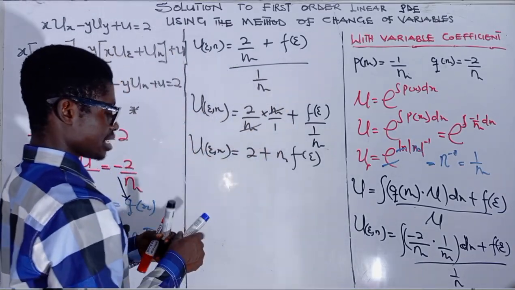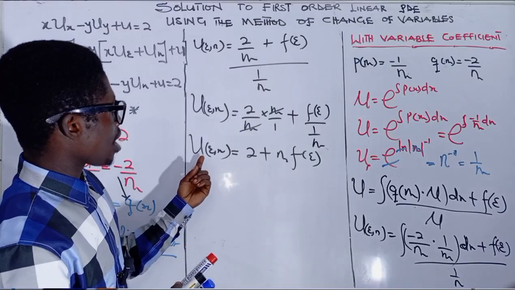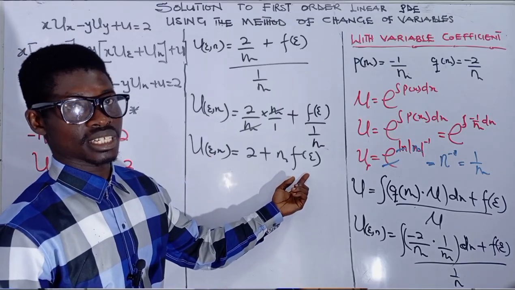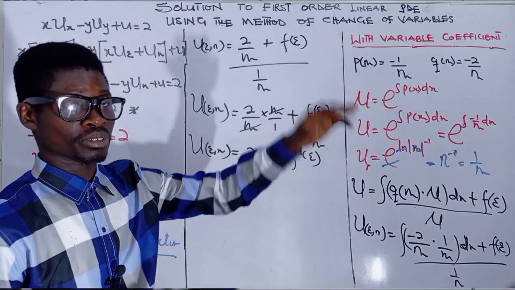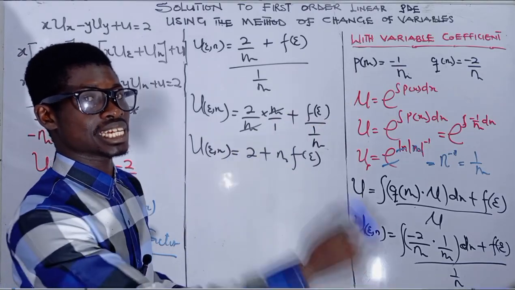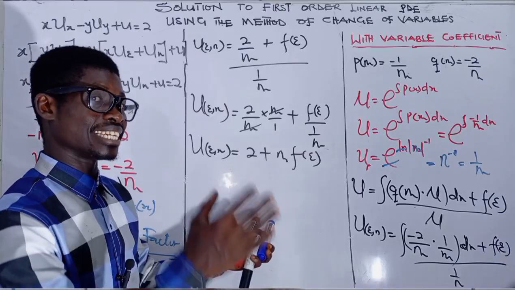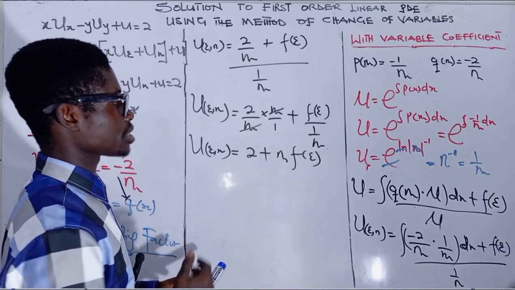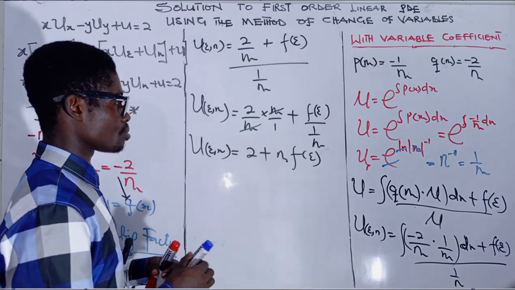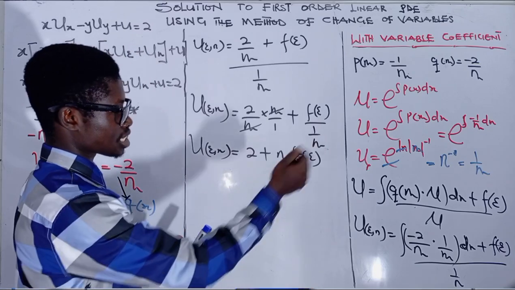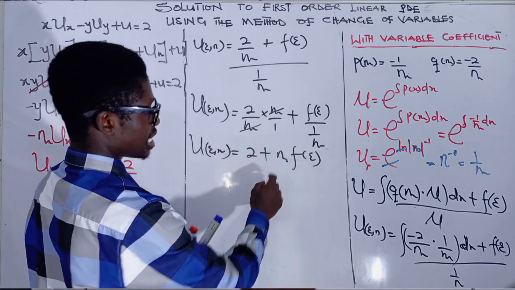So this will have been our general solution. U at xi eta is equal to this. But I realized that the question was given in terms of x and y, right? So we have to return our original variables back. Our original variables are x and y. So that is the last step among the steps. Return our original variables back. So it means that we have to find the expression for xi and then eta.